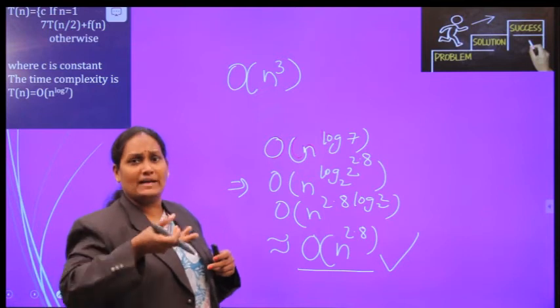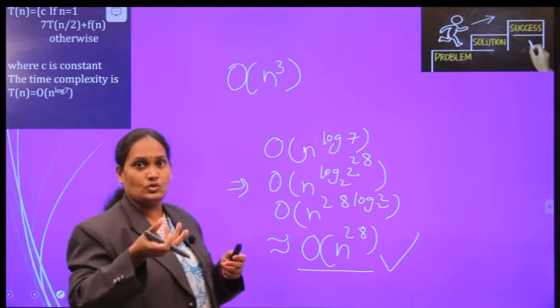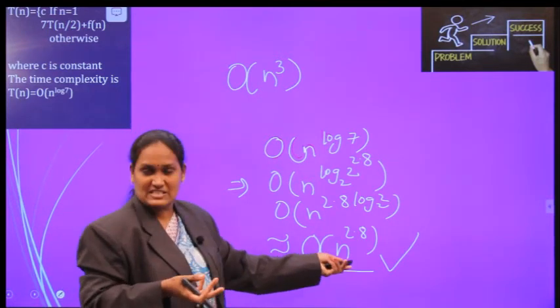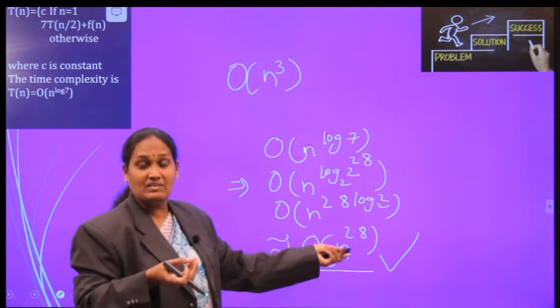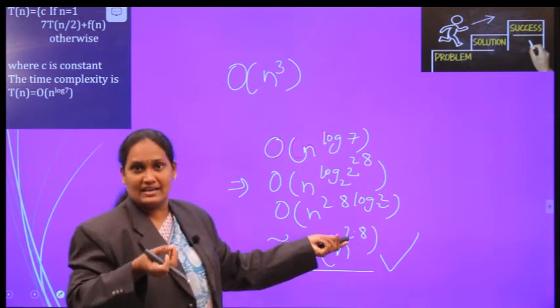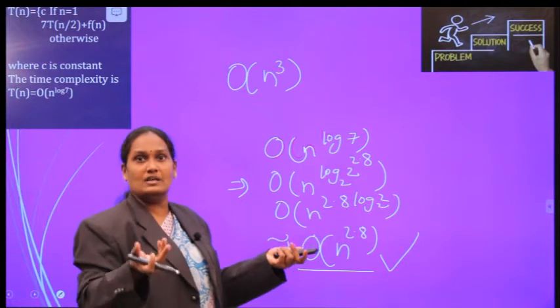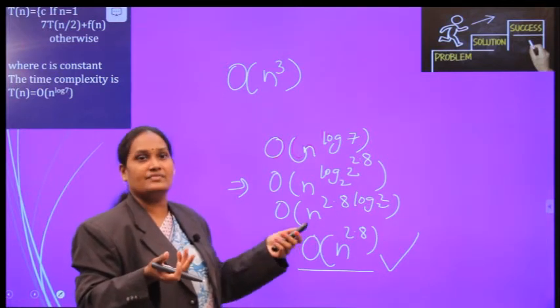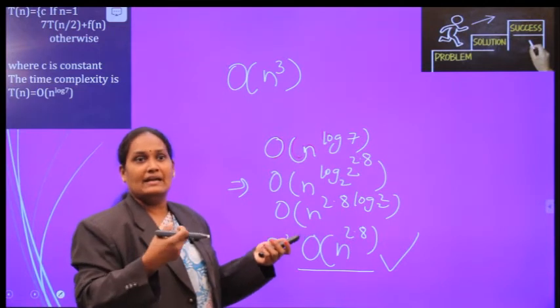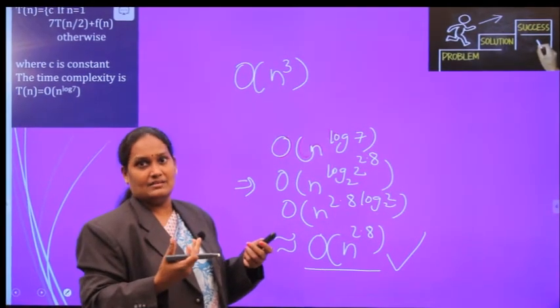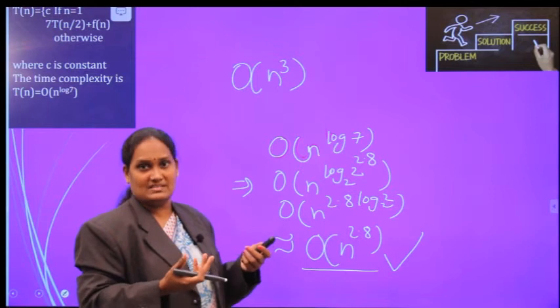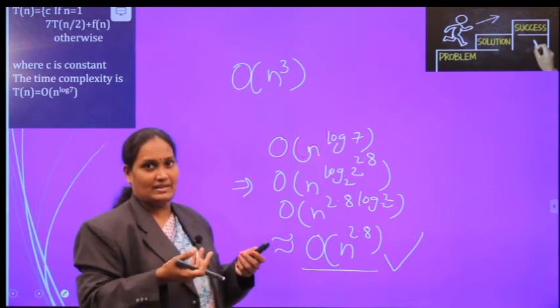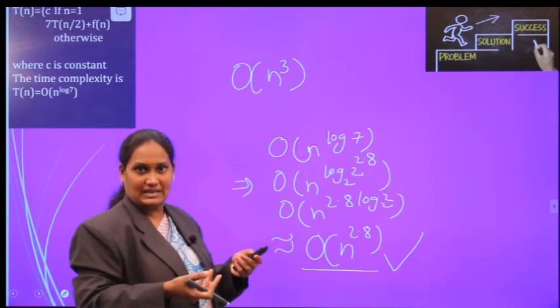Just for 2 by 2 matrices, we reduced this much time complexity: n power 0.2 is reduced. If you take larger sized matrices, in that case definitely we will have a large difference in the time complexities of general matrix multiplication and Strassen's matrix multiplication.